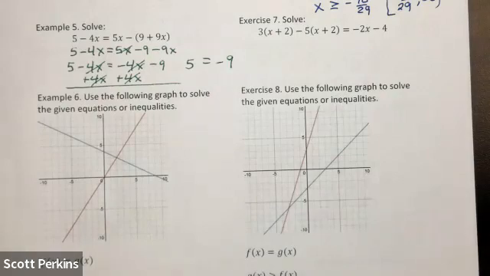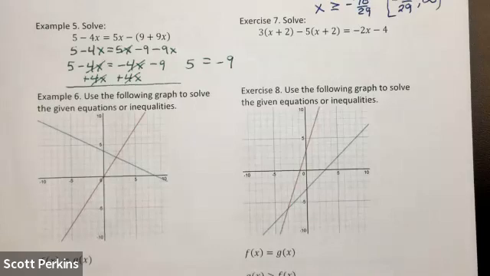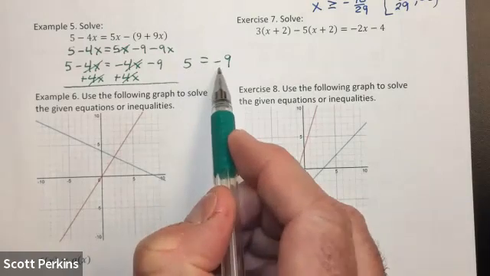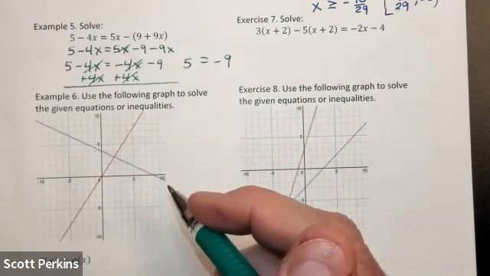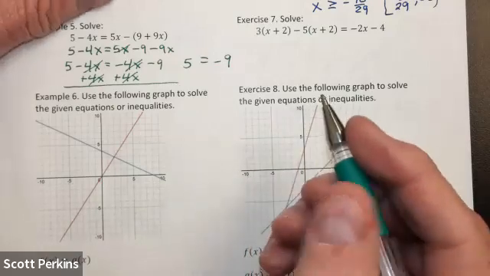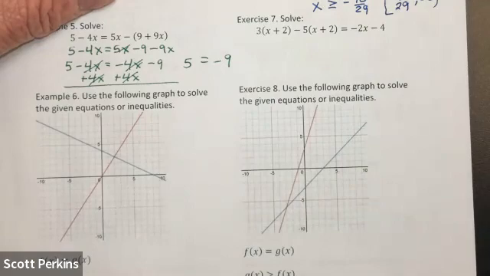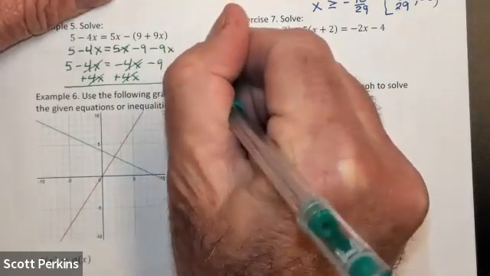All right, so here's the thing that happens. This is one of our special cases when our x terms cancel out. Is this a true statement? Is 5 equal to -9? No, there's no variable there. That can never be true. Okay, so this is called a contradiction. Okay, and what you need to know about a contradiction is that there's no solution. There's no x value that will ever make that true. And so the solution here is that there is no solution.